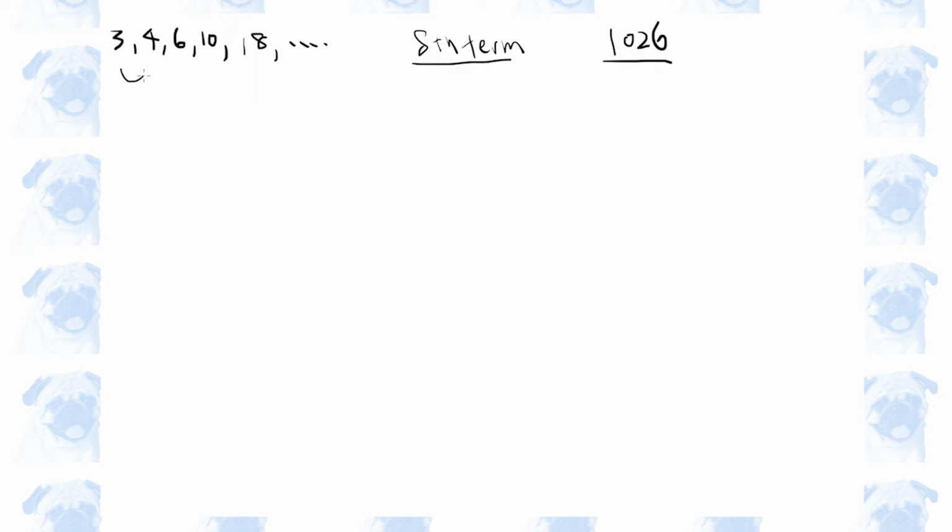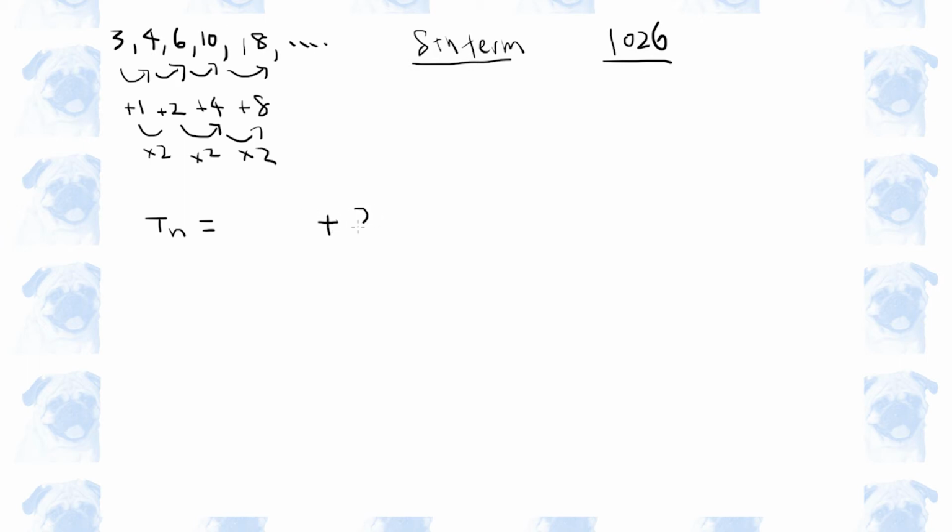The difference here is 1, the difference here is 2, and the difference here is 4, and the difference here is 8. So the difference doubles each time. Based on this information, let's try to find the general term. Because we are adding something each time, we have a plus here. What's being added is a multiple of 2, so 2. And between the first term and the second term, the difference has to be 1.